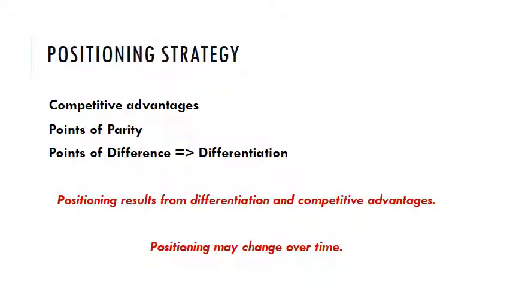So when a company develops a positioning strategy, the first thing the company has to identify is the competitive advantage it has over its competitors. Second, what are the similarities a product has with that competitor? And the third one is what are the differentiating factors compared to the competitor products. So these are the three things the company has to take into consideration: competitive advantage, point of parity or the similarities, and then also the point of difference or the differentiating factors.